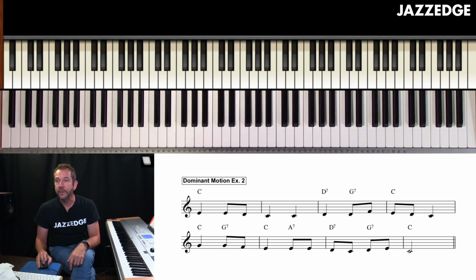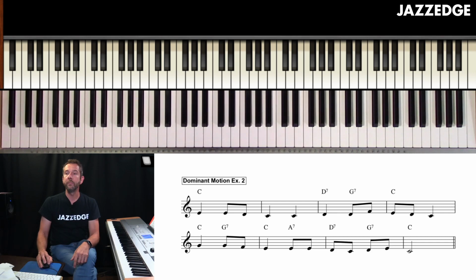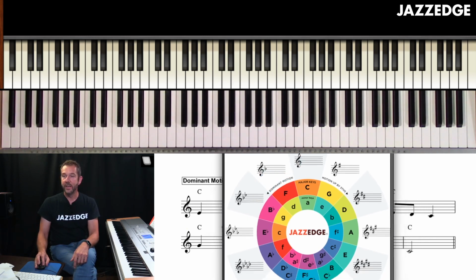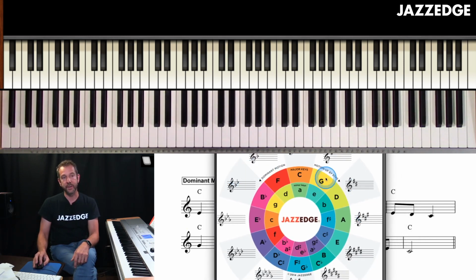Now, I'm just trying to find my circle of fifths chart here. Okay, so if you take a look at the circle of fifths here, you'll notice that dominant motion is going to the left. When you go to the right in the circle of fifths, you're moving by fifths, right? When you go to the left, or counterclockwise, in the circle of fifths, that gives you your circle of fourths. It also gives you your dominant motion.